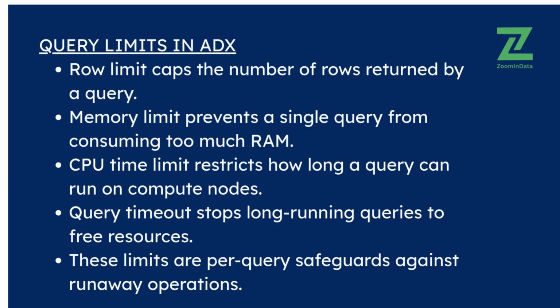Let's start with query limits in ADX. Row limit caps the number of rows returned by a query. Memory limit prevents a single query from consuming too much RAM. CPU time limit restricts how long a query can run on compute nodes. Query timeout stops long-running queries to free resources. These limits are per query safeguards against runaway operations. They ensure one bad query does not impact the entire cluster or other users.